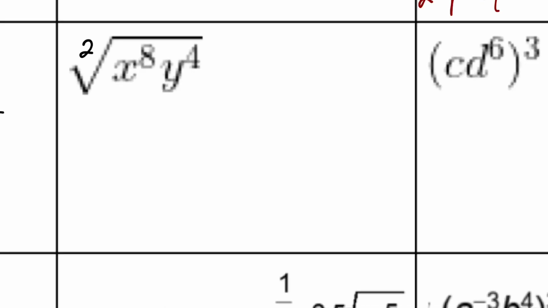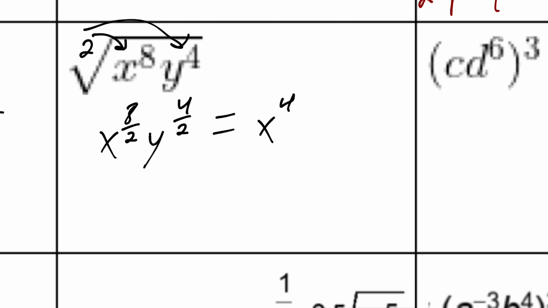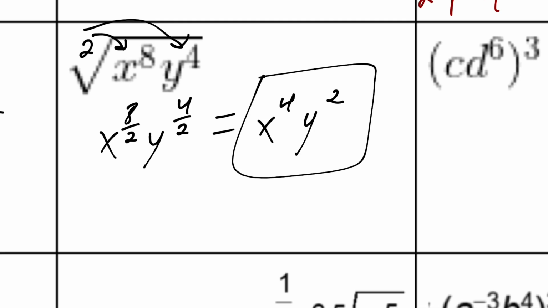It's assumed the root is 2. For square roots, that's the default. This becomes x to the 8 over 2, y to the 4 over 2. I can rewrite those as x to the 4th, y to the 2nd, and I'm done.